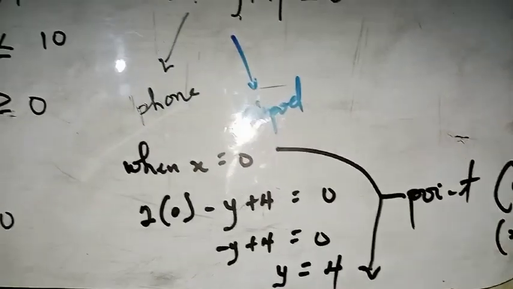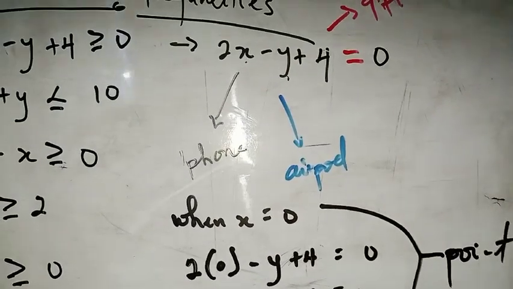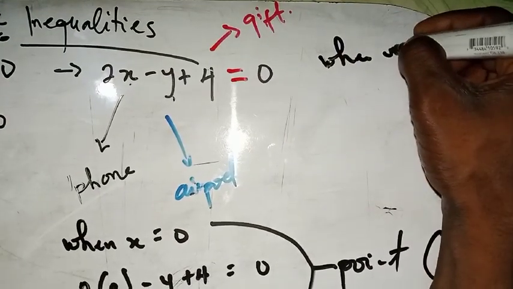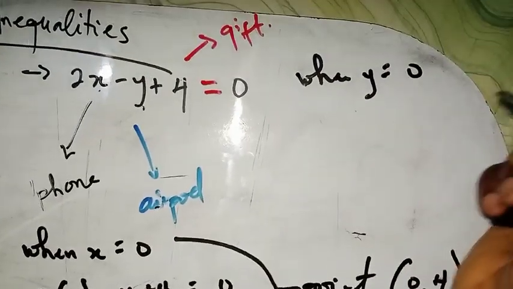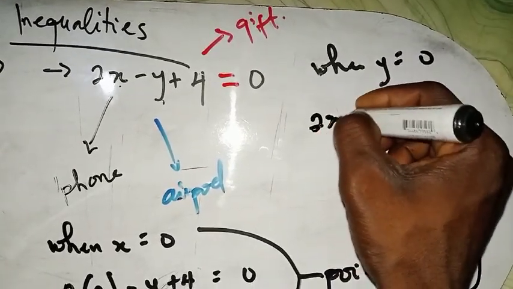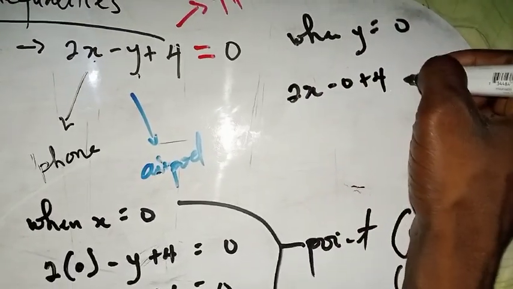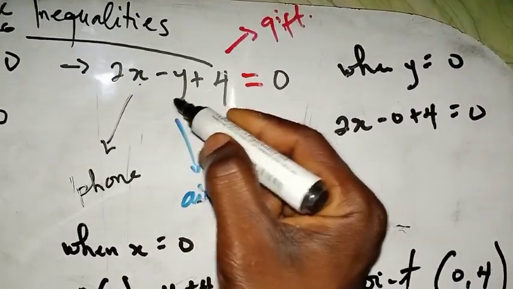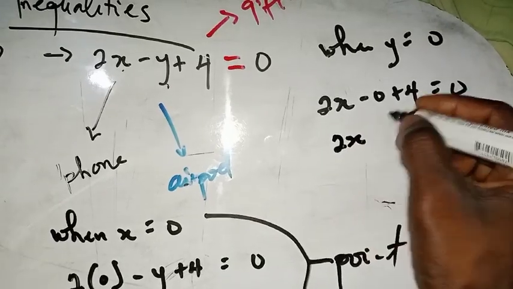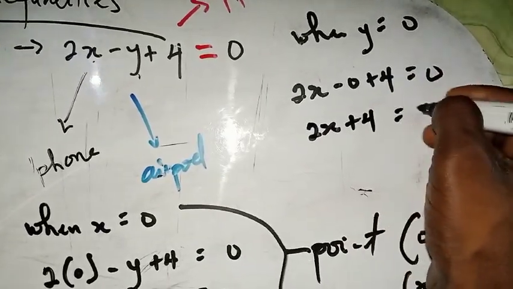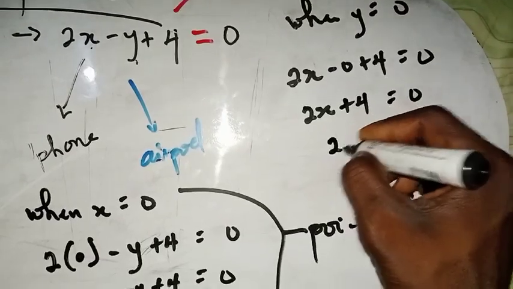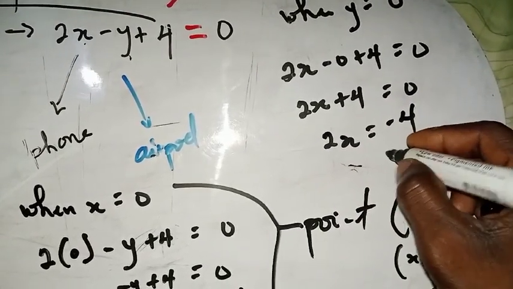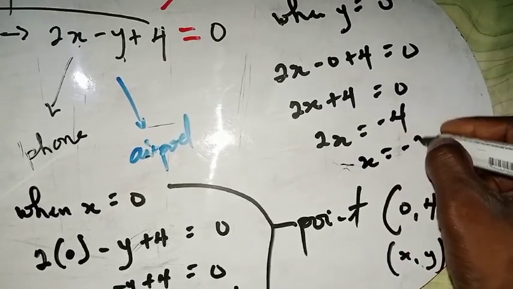The same procedure also goes for the second part. So here we can say that when y is equal to 0, what are we going to do here? We have 2x minus 0 plus 4 equal to 0. We are just replacing this y by 0, right? So we have 2x plus 4 equal to 0. So you have 2x equal to negative 4. Divide both sides by 2, so you are going to have x equal to negative 2.